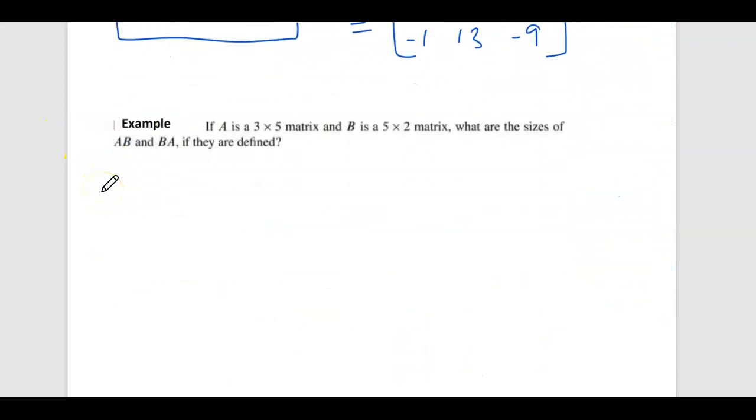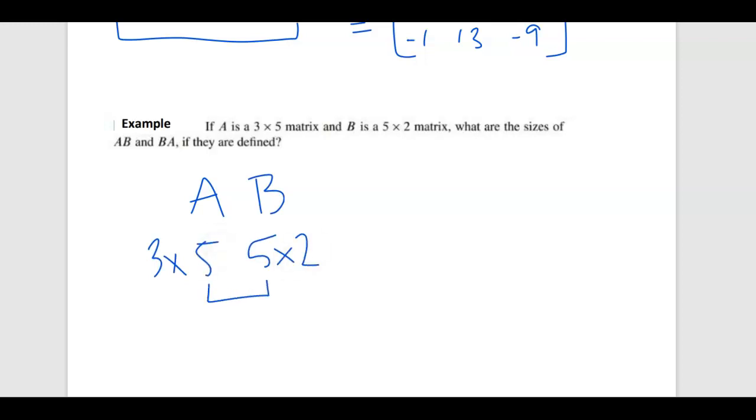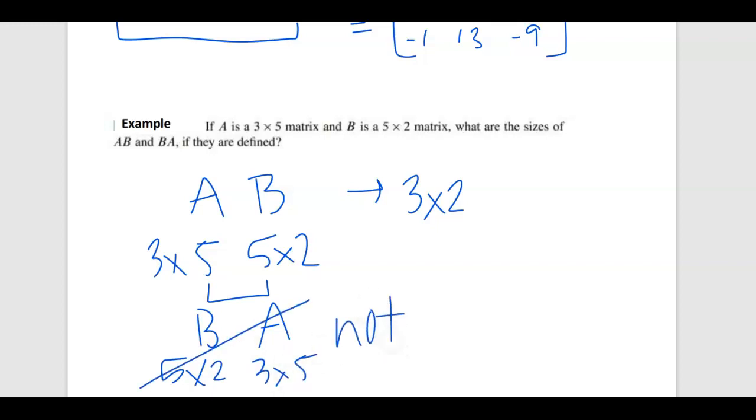All right, let's look at another example here. If A is a 3 by 5 and B is a 5 by 2, what are the sizes of AB and BA if they are defined? Well, A times B, 3 by 5 times 5 by 2, we're good here. So that result is going to be a 3 by 2 matrix. All right, B times A, 5 by 2 multiplied by a 3 by 5, cannot do that. That's going to be not defined. Because remember, the number of columns in the first one has to equal the number of rows in the second one. So that's not going to work if we want to do B times A.